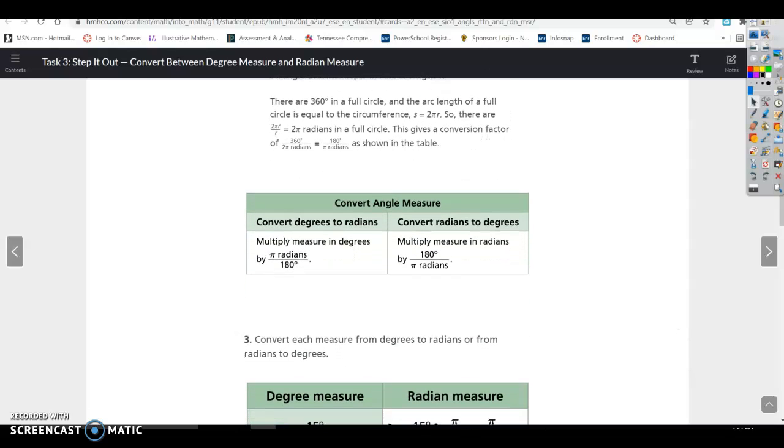All right, so it says there are 360 degrees in a full circle, and the arc length of a full circle is the circumference. So the length of that, or circumference, would be 2 pi r. So there are 2 pi r divided by r, which equals 2 pi radians in a full circle. So in trigonometry, sometimes you will see radian measure used. So 2 pi is equivalent to 360 degrees. So 2 pi radians is the same as 360 degrees, just in 2 different forms.